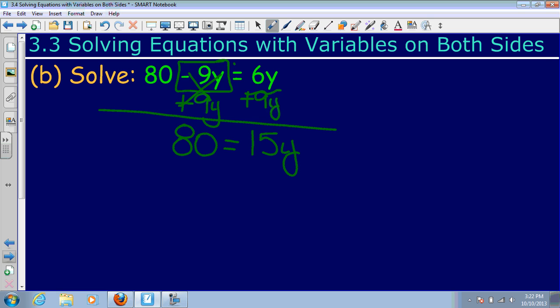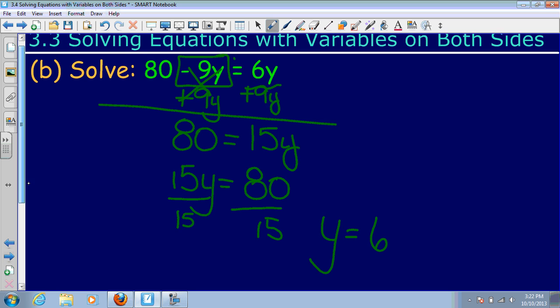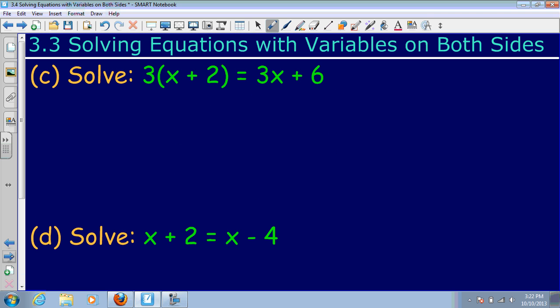Some of you don't like to have the variable on the right side, so you could write it 15y equals 80. Either way, we're going to divide both sides by 15 and find that y would equal 6. Okay? Different examples for you to have in your handy-dandy notebook on solving equations with variables on both sides. Let's look at C and D.